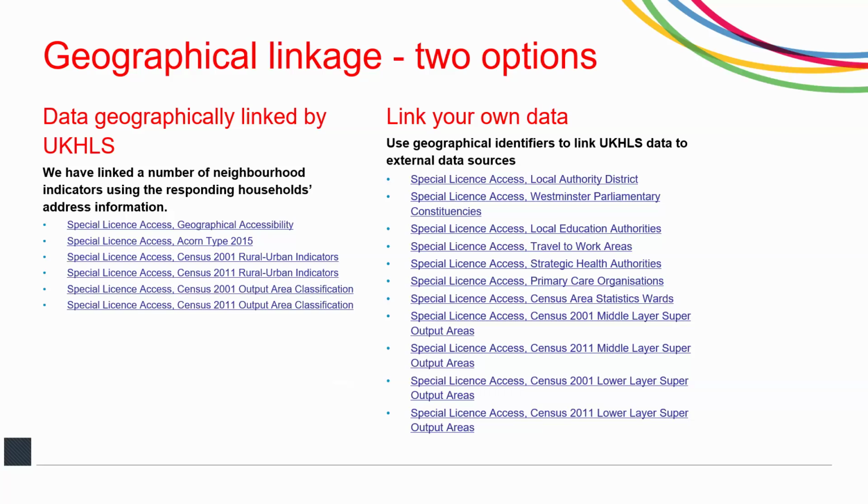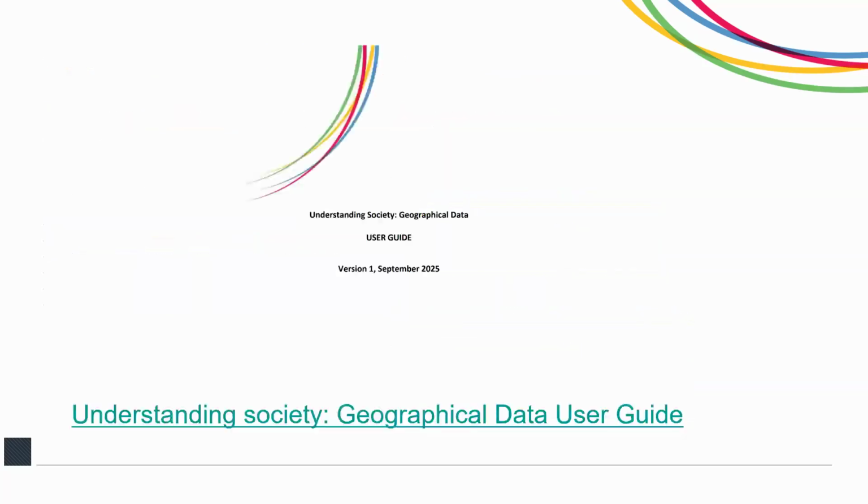So when we talk about linkage and what you can do, you have basically two options. We have some resources, which are data that is geographically already linked by us, and you can link your own data using a geographical identifier and a household identifier. Since they're quite complex and we have a separate workshop for geographical data linkage, I provided a link to the user guide, in which you can read more about UK geographies itself, but mainly about the geographical resources that we have at Understanding Society.